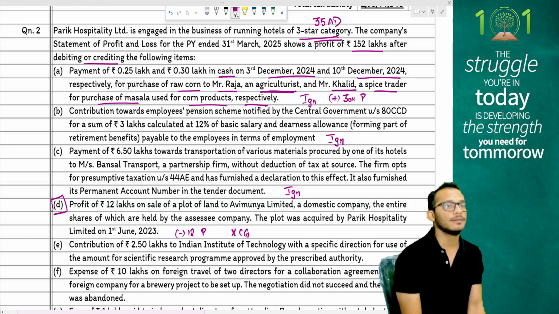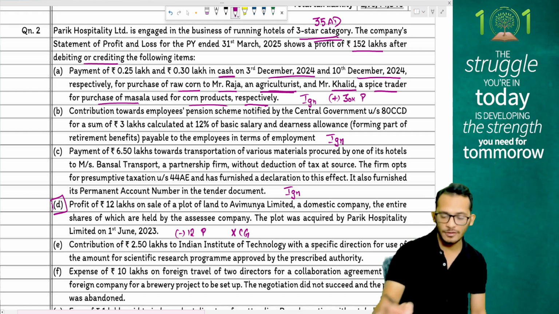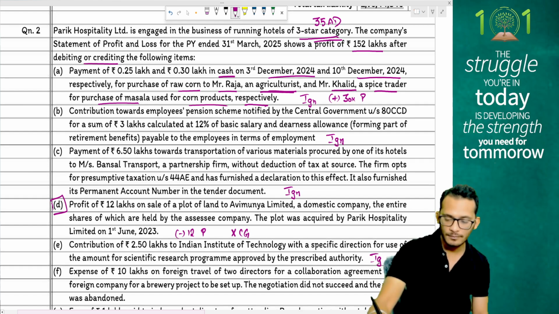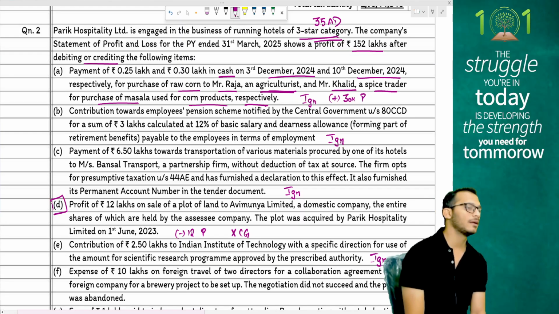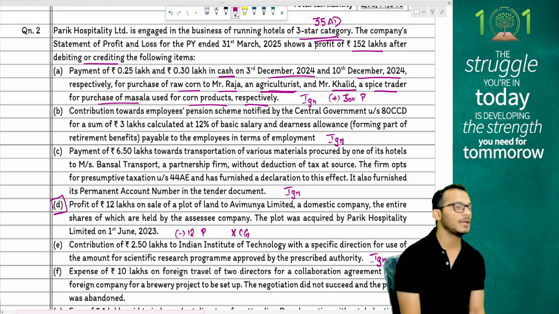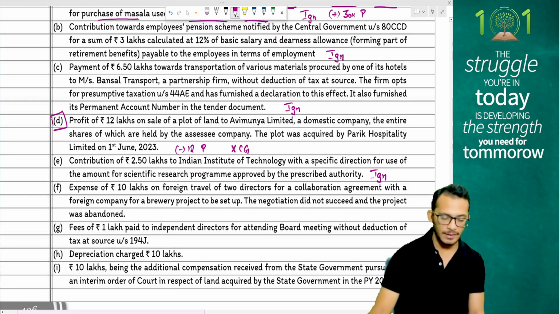It is there in P&L. It should be there in P&L. Therefore, that's all. Therefore, ignore. Agreed with me? Can we go forward?